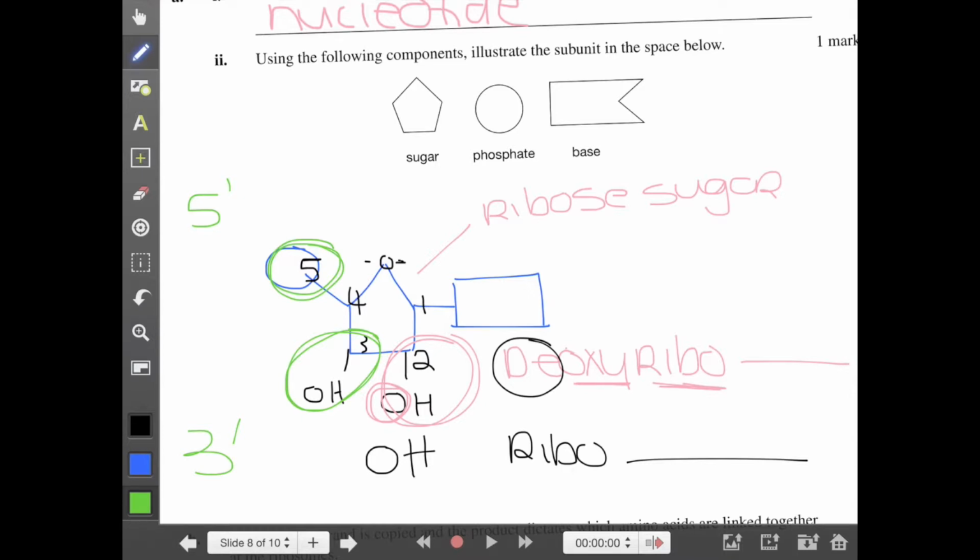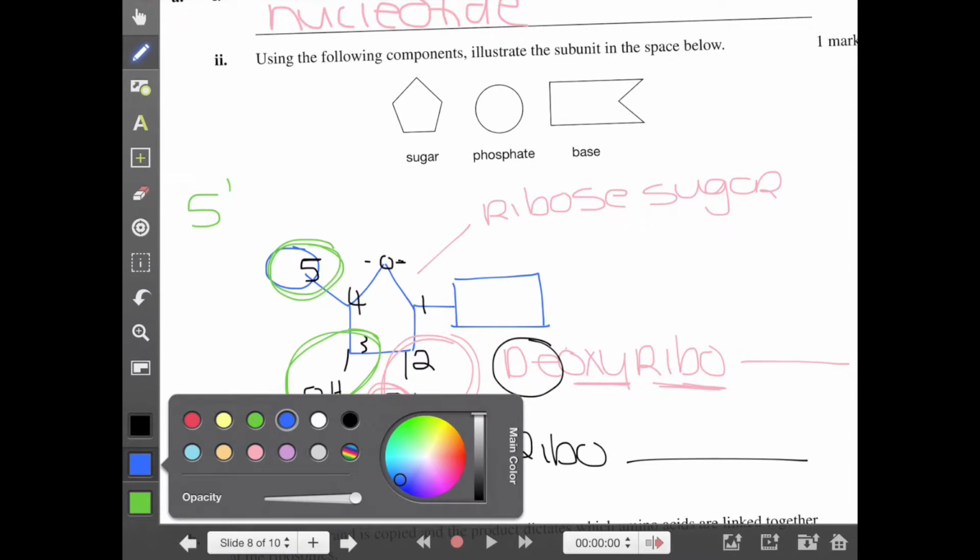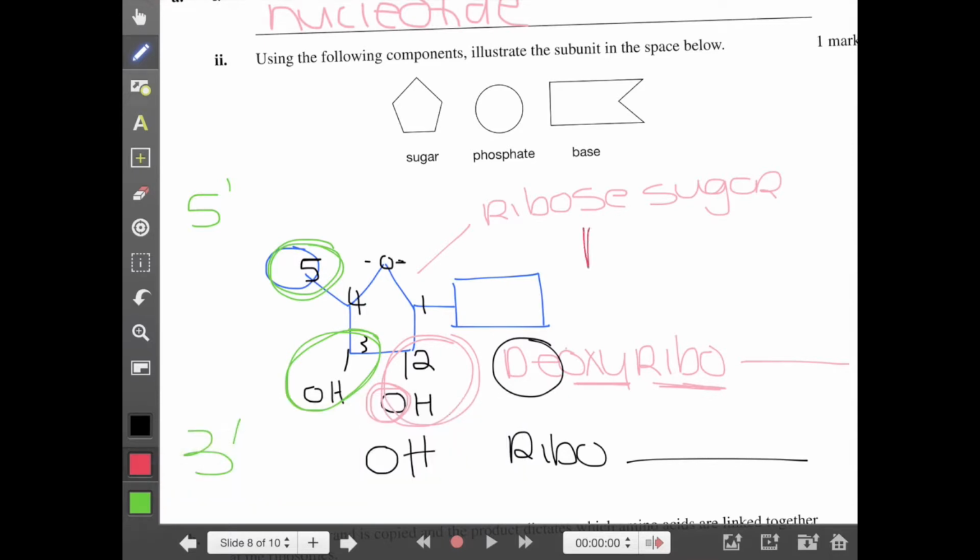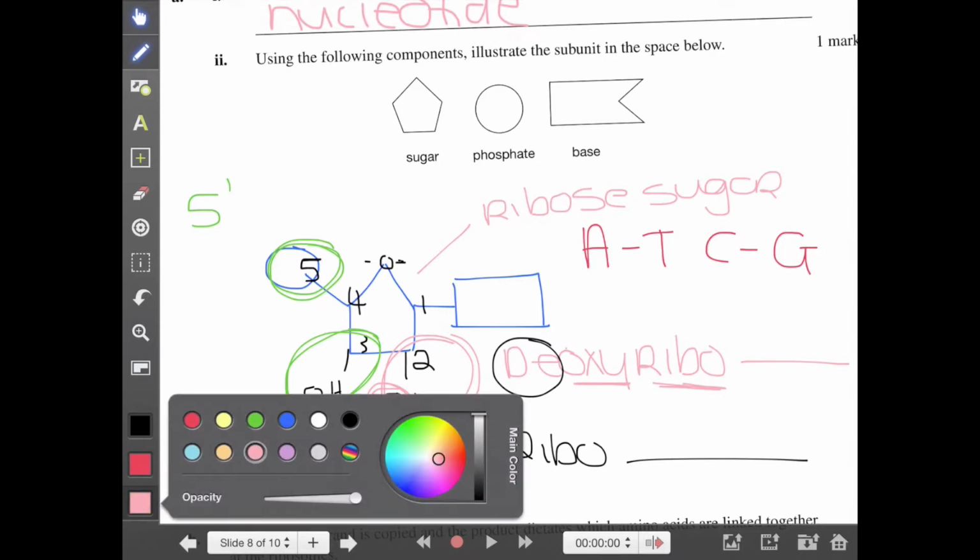So the only other things that we need to touch base on with DNA, the other differences, is that DNA has A and T, and C and G, and here comes my dad joke, so watch out.